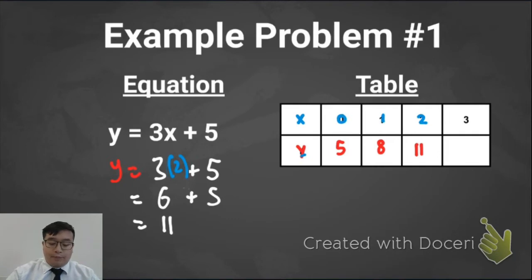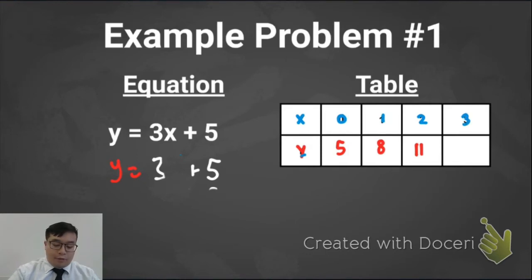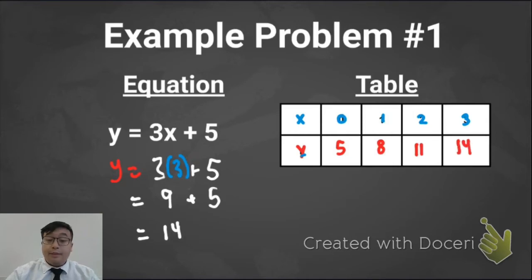And finally, for our last problem, I'm going to replace the 2 with a 3. So here I have x equals 3. So I'm going to replace x with a 3. And now I'm going to solve for y. 3 times 3 is going to be 9 plus 5. And 9 plus 5 is going to equal 14. So when x equals 3, my y value is going to be 14.